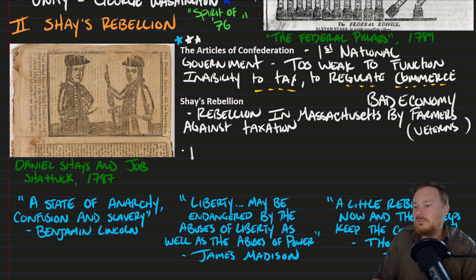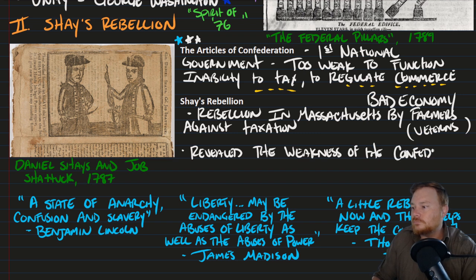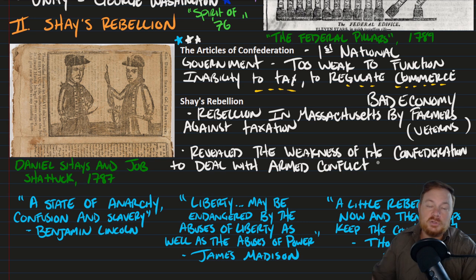And so Shays' Rebellion, we might say, revealed the weakness of the Confederation to deal with, we'll just say, armed conflict. Of course, this was an internal rebellion, and the most logical conclusion from Shays' Rebellion might be, well, we need a stronger government to deal with internal rebellion. But you could take that same idea and say, well, if the United States has a hard time dealing with a bunch of farmers in Massachusetts, what is it going to be like if the United States goes to war? It's going to be a complete disaster.